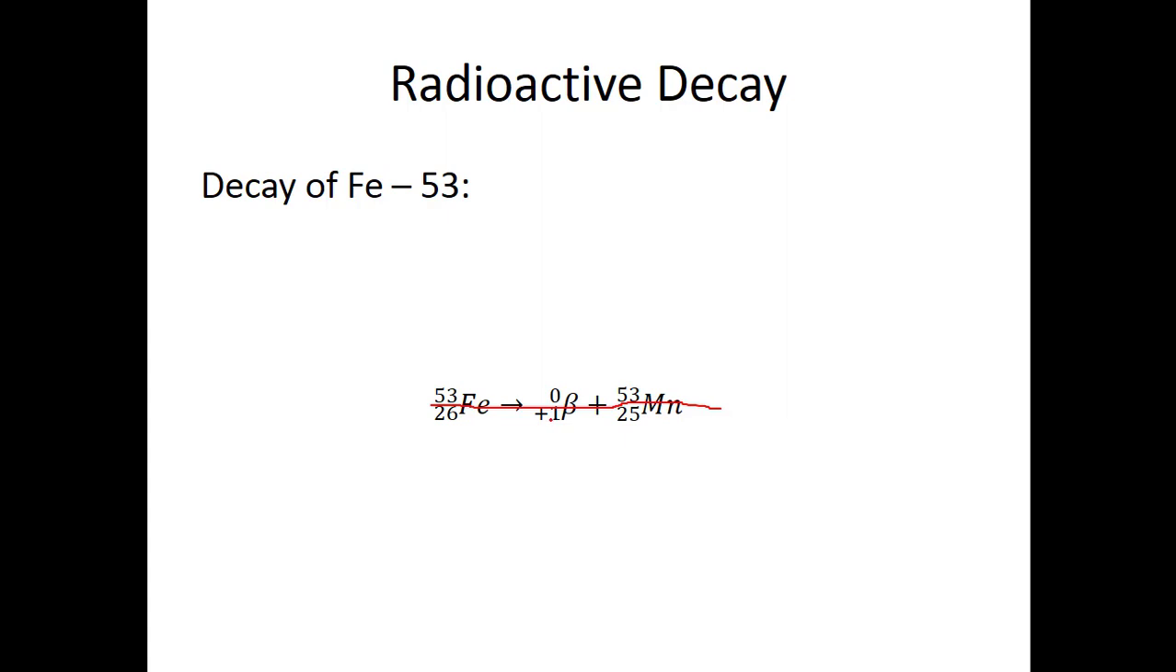So, looking at the atomic number, I have 26. I'm at +1. So how do I get to 26 from +1? I must add 25. And what symbol is associated with 25 is that of Mn and manganese. So I have manganese-53 as my product from this decay.